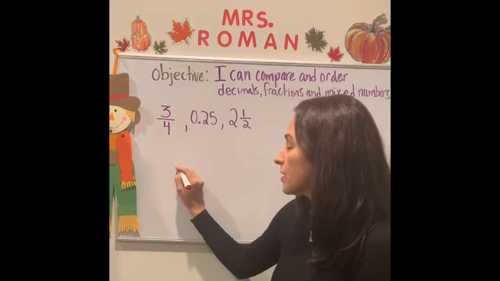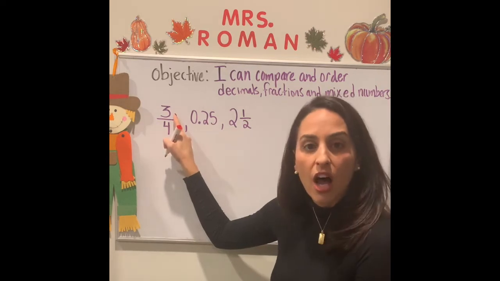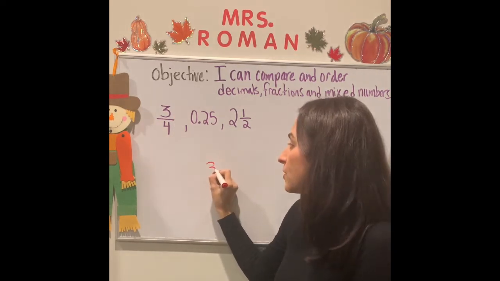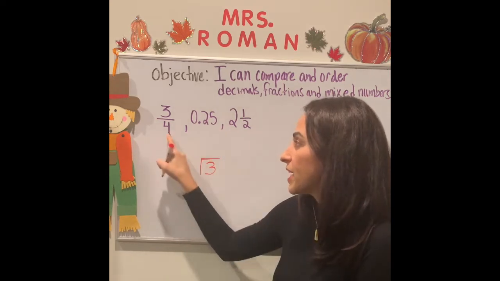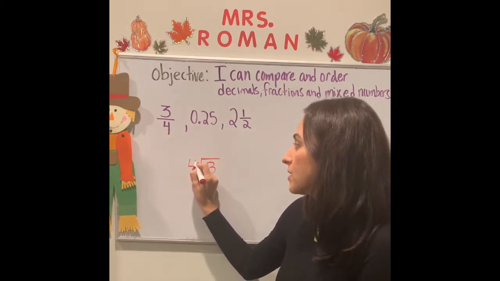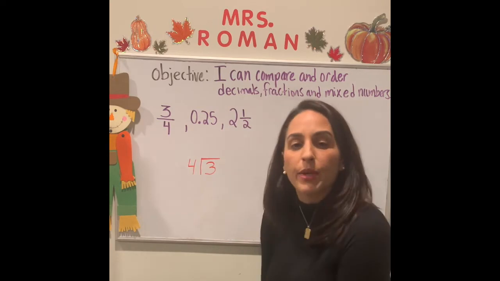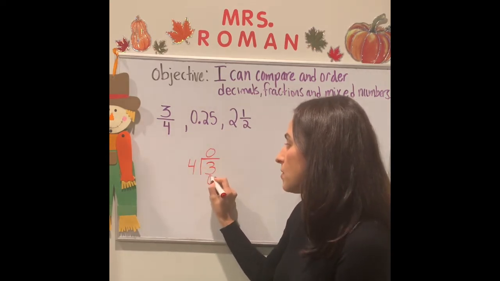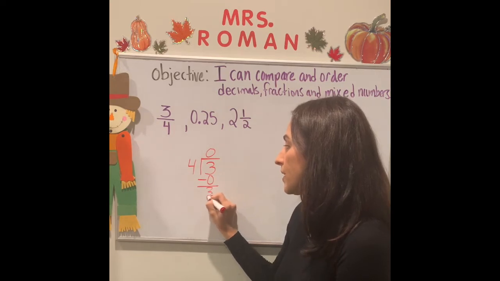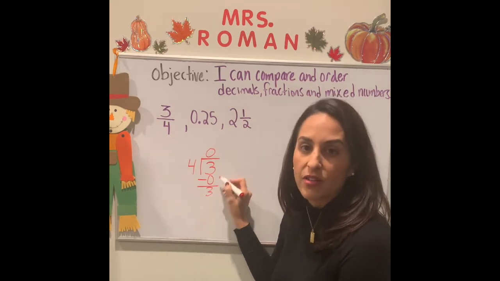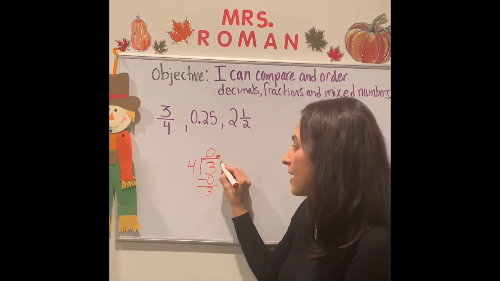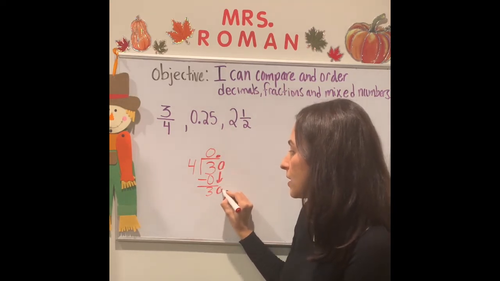I'm going to do my work. Whatever is on top, which is the numerator, is going to go inside the little house, and it's going to be divided by the denominator. So quickly, can 3 be divided by 4? No. I put a 0. 0 times 4 is 0. Subtract. I get 3. There's a remainder. There's nothing to bring down. This is when I add my decimal. And now I add a 0, bring it down.